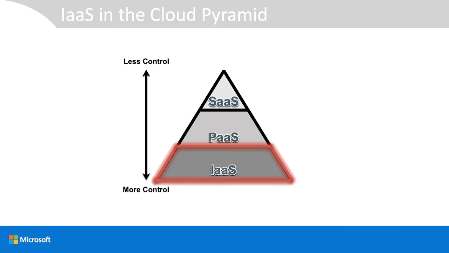Here's the cloud pyramid again, and this time I've highlighted infrastructure as a service at the bottom of the pyramid. In an IaaS service, Microsoft provides the infrastructure to you as a service, and by infrastructure, I mean the underlying hardware the application uses. You don't have to worry about managing any of that infrastructure, but as I said earlier, you do have the responsibility of managing the OS and software that runs on that infrastructure. The most popular IaaS service in Azure is called Azure Virtual Machines.